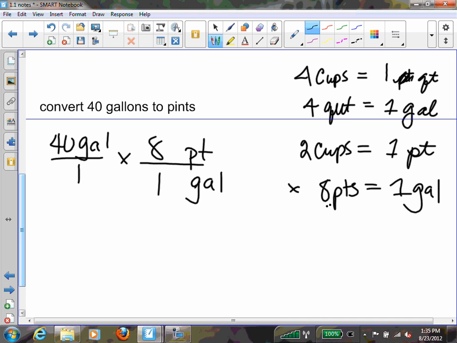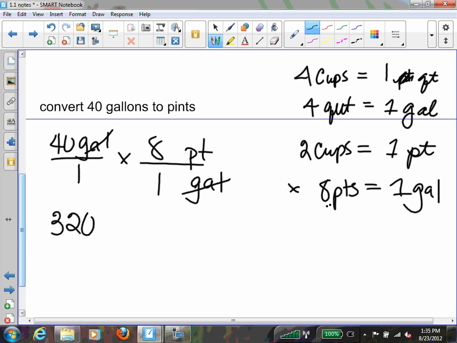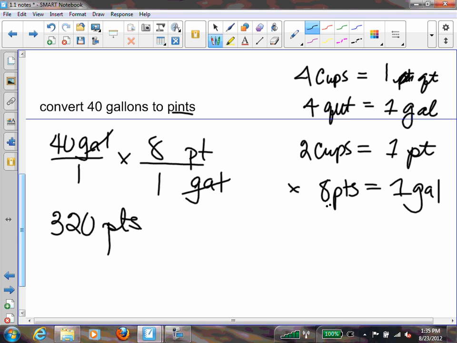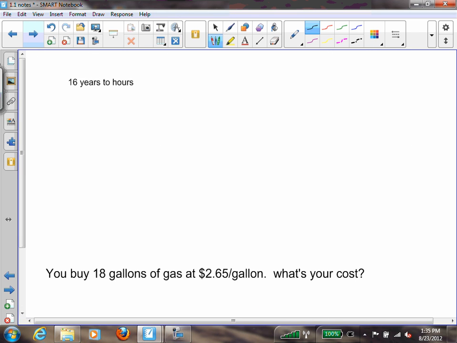Okay, what am I doing with these values? Cancel out the gallons, very good. Multiply the numbers because they're all in the numerator, and so we get 320 pints. Do I want pints? Absolutely, that's what the question asked. We good? Anything else down here? No.